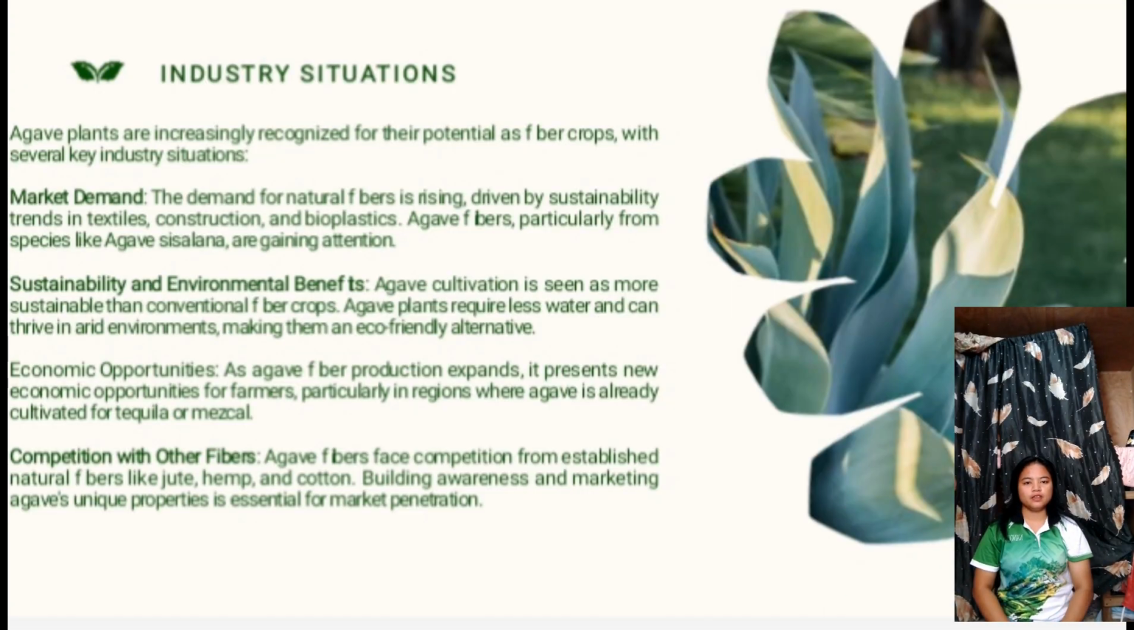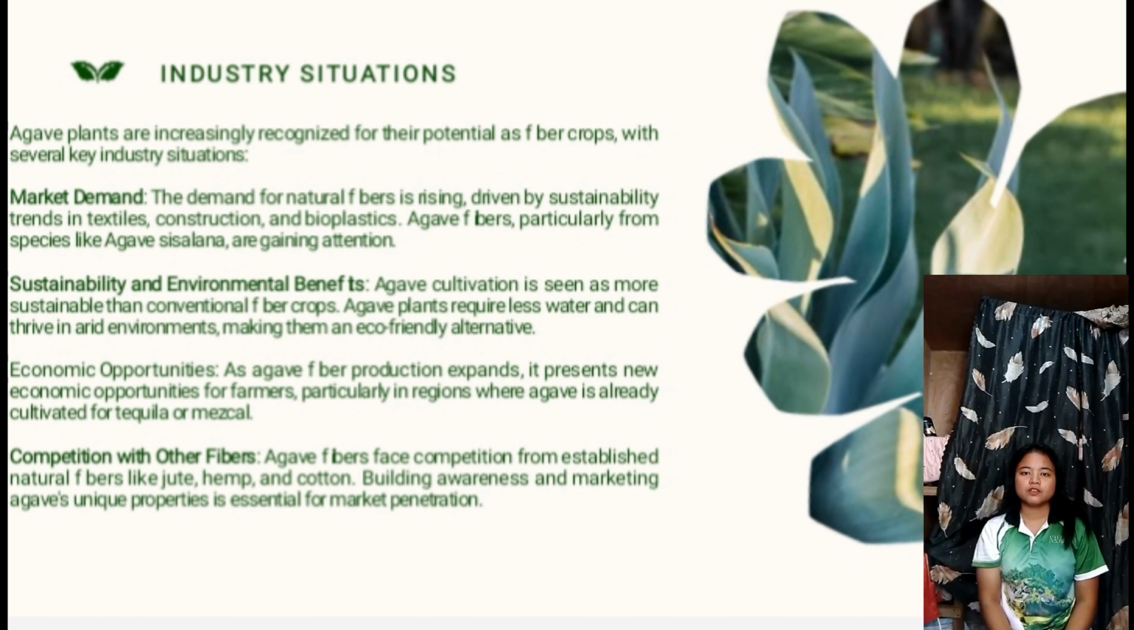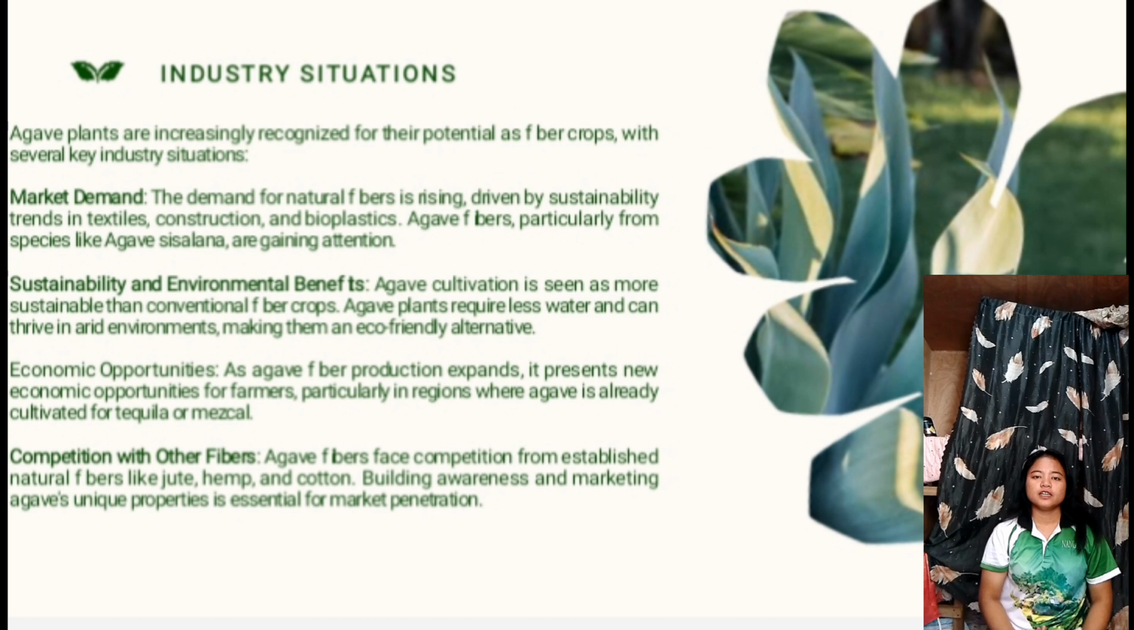The agave plant is recognized as a fiber crop. There are several key industry situations. First, the market demand. The agave plant is a natural fiber that is sustained as textiles, construction, and bioplastic. Particularly, the variety used is Agave sisalana because of its good quality.